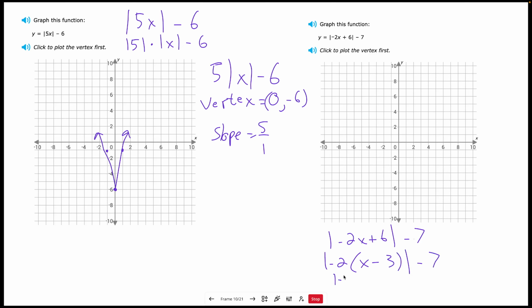And now this is like saying the absolute value of -2 times the absolute value of x minus 3 minus 7. And lastly, the absolute value of -2 is just 2, so this becomes 2 times the absolute value of x minus 3 minus 7. And we should know how to graph that. So we say the vertex is 3, -7. And it's got a slope of 2 over 1, so 2 over 1, 2 over 1, and here's the graph.